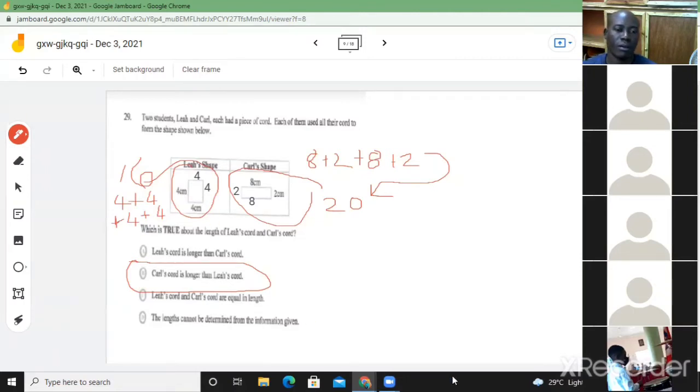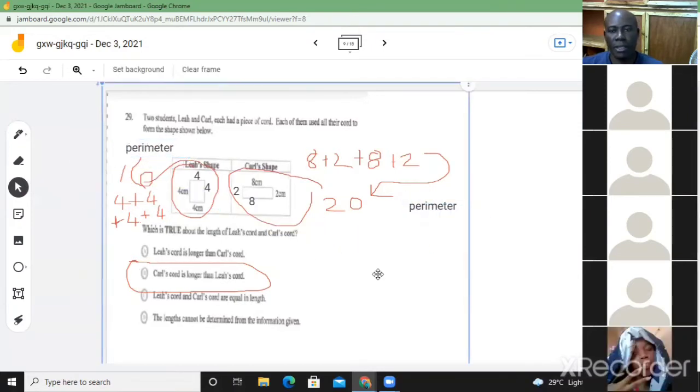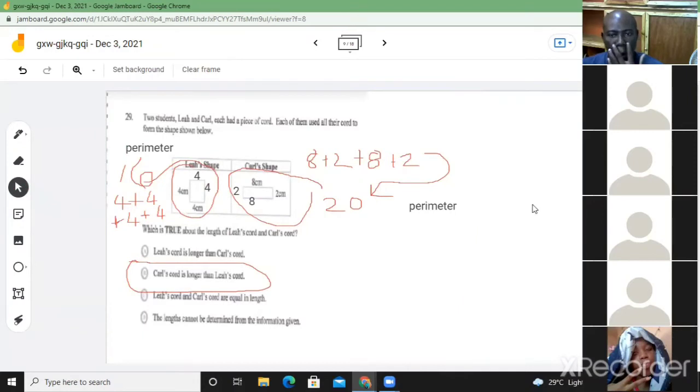So you just found the perimeter. Exactly. You focus on the perimeter, because that is the length of the card that you're stretching to form the shape. So the idea is about the perimeter. So it's a perimeter here and a perimeter there, and you could compare, and that's it. Make sense? Yes, sir.